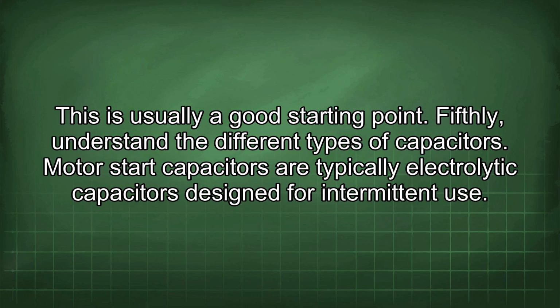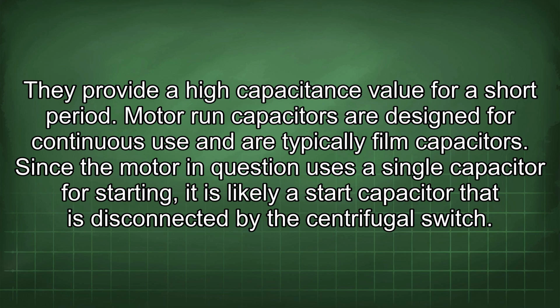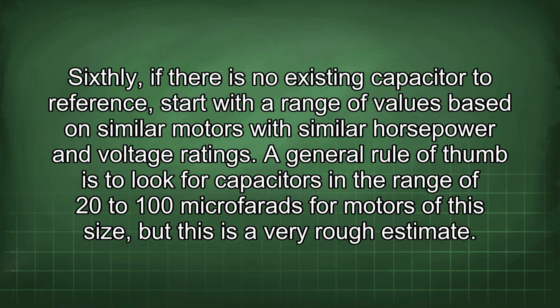Fifthly, understand the different types of capacitors. Motor start capacitors are typically electrolytic capacitors designed for intermittent use. They provide a high capacitance value for a short period. Motor run capacitors are designed for continuous use and are typically film capacitors. Since the motor in question uses a single capacitor for starting, it is likely a start capacitor that is disconnected by the centrifugal switch.